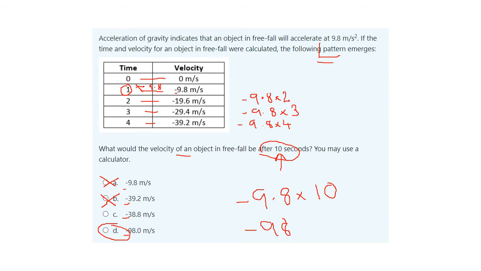The key here is seeing that the word pattern is in the question. If we have the word pattern, then we need to think, what is the pattern? As we look at the table, we need to look for the pattern. Once we find the pattern is the time multiplied by minus 9.8, then we can work out the answer after any unit of time.